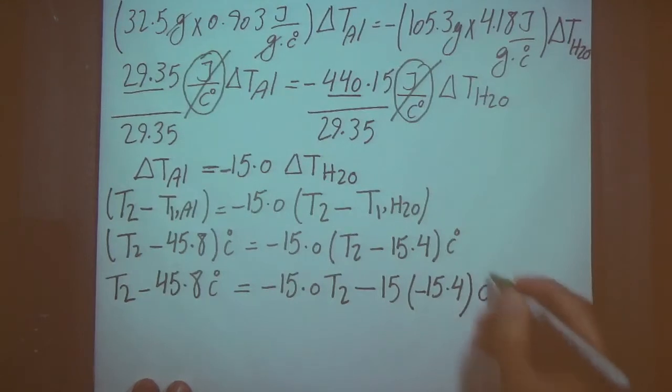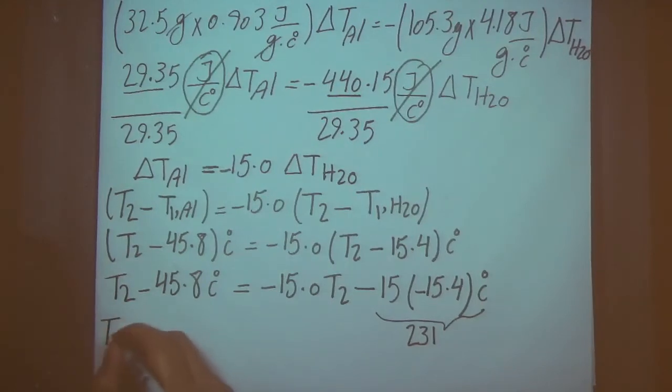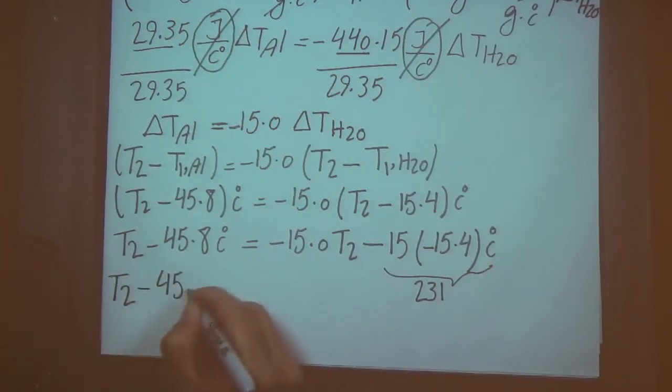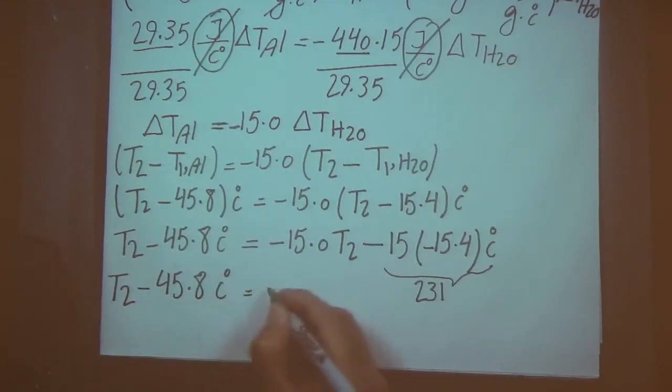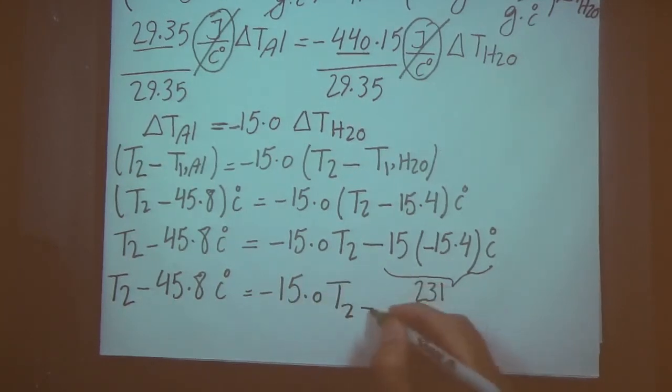This one will be degrees Celsius. So I have 15 multiplied 15.4. Answer for this part is 231. Okay? And it will be a positive number. So I got T2 minus 45.8 equal to minus 15.0 T2, and this one plus 231.